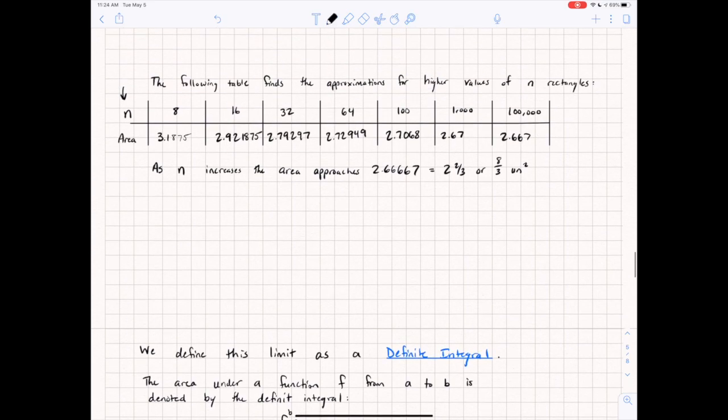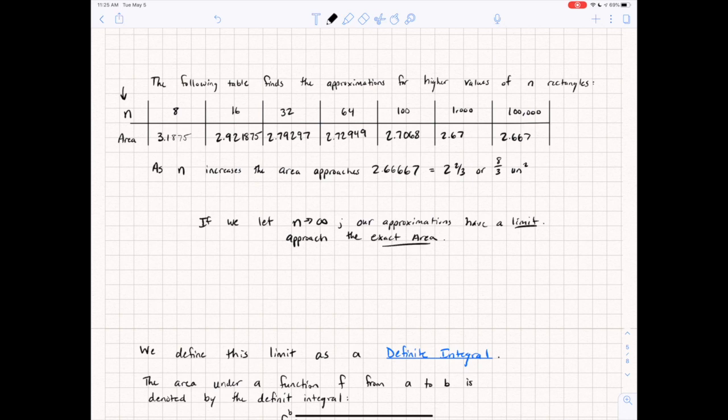So if we let n go to infinity, which represents the number of rectangles, if we let it increase without bound, then our approximations have a limit, right? My approximations will approach some boundary point, and that boundary point represents the exact area. So we can answer this area question.